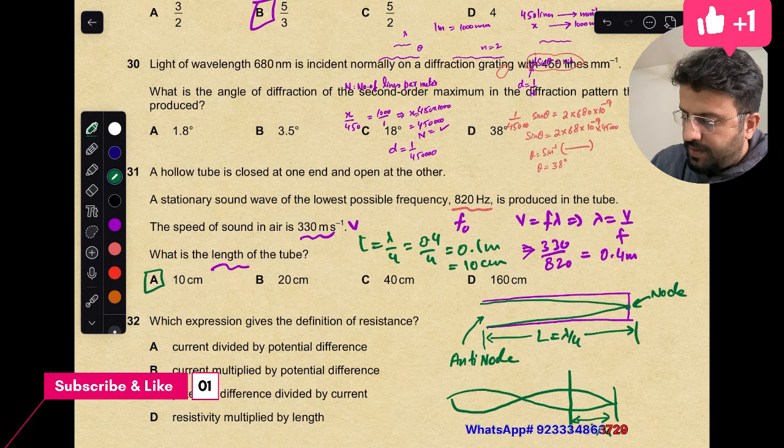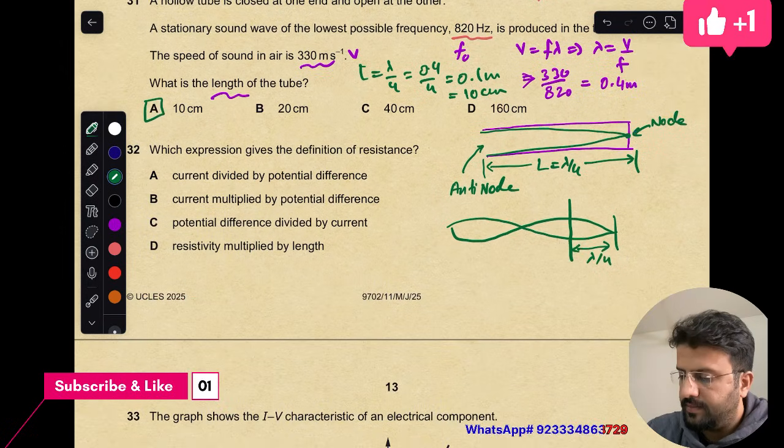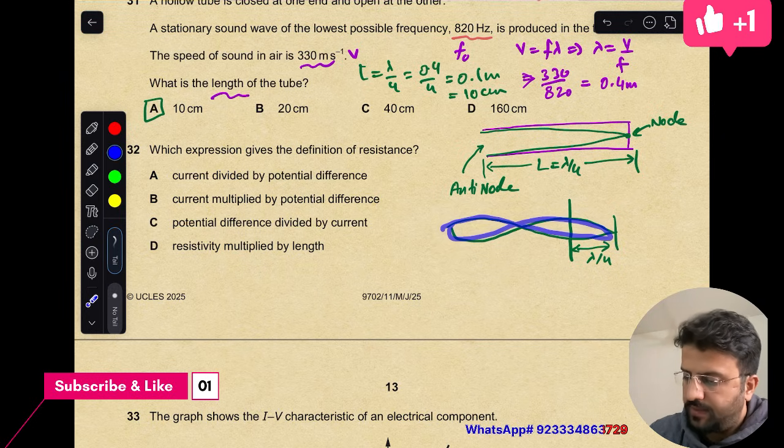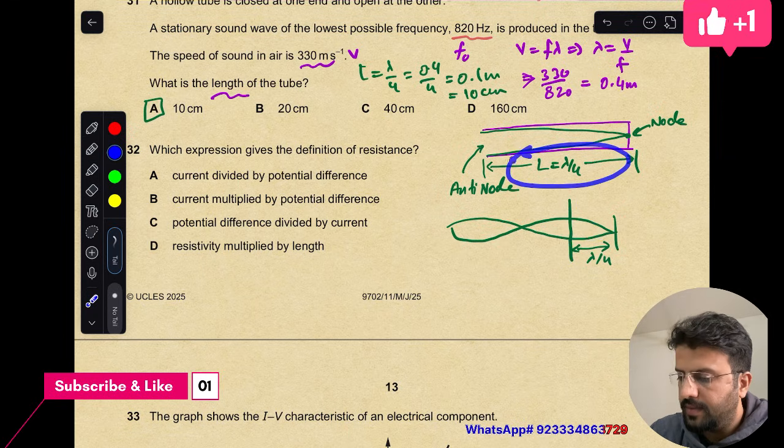That can be equal to 10 centimeter. It's option A we have. Okay, so this is the diagram that we have drawn. This whole thing is basically the lambda, and we have taken the quarter of it, right? So this is the lambda by 4. That is the reason why this length is equal to lambda by 4.